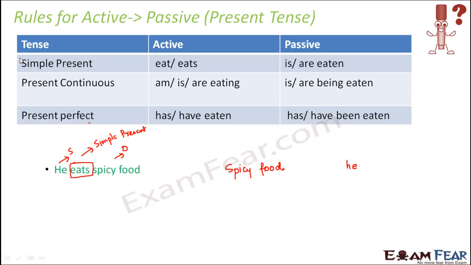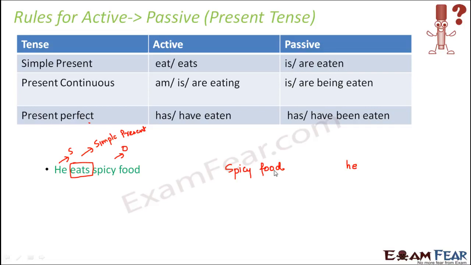So whenever the tense is in simple present, if in active voice you have eats or eat, now with he it will be eats, but had it been they, it would have been eat. So they eat spicy food, he eats spicy food, right? So how do you convert that eat? So this eats in the passive voice becomes is eaten or are eaten.